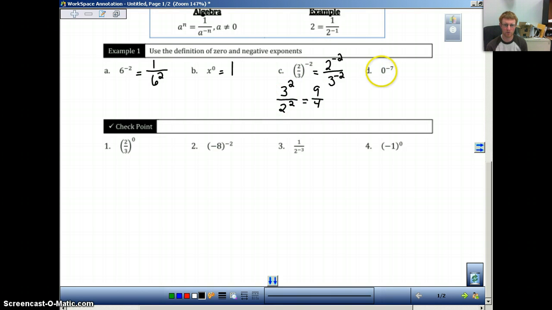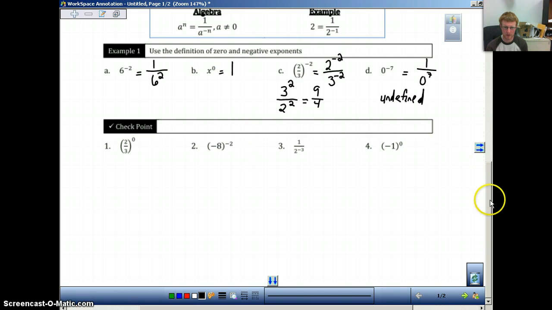And then this last one, 0 to the negative 7 power. Well, if you start with 0, you're going to end up with 1 over 0 to the 7 power. That's very important. You cannot have 0 on the bottom of a fraction. So this right here is actually undefined. So you cannot have 0 to a negative power because it brings the 0 to the bottom of a fraction, which is undefined.